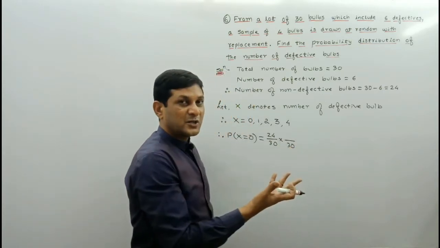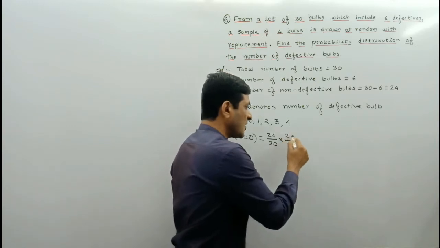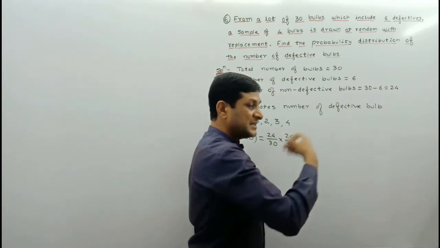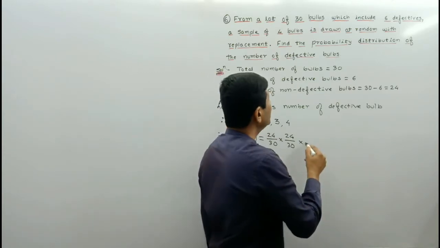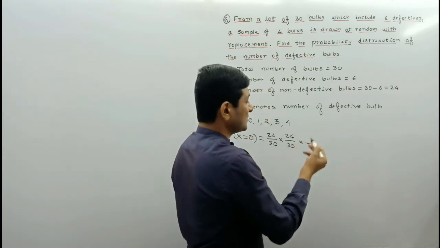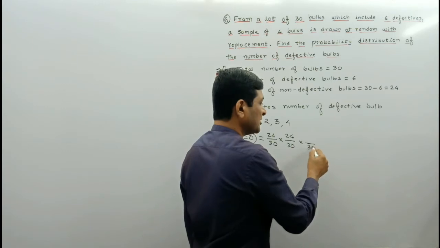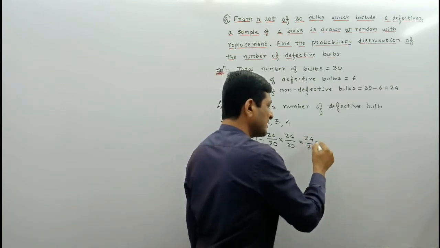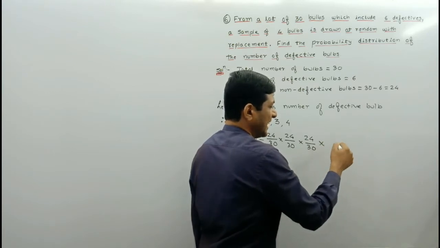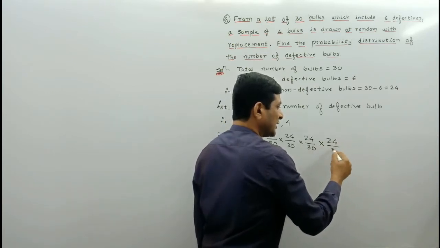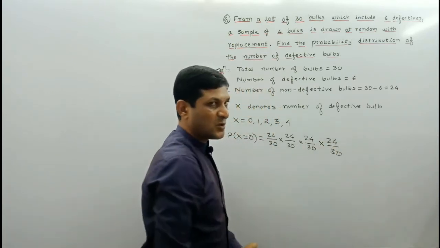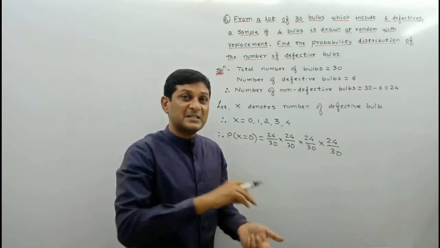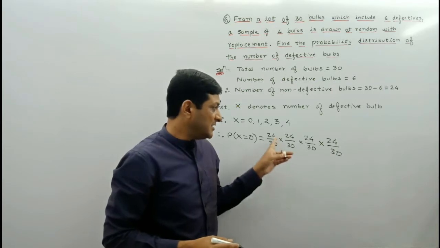Again that bulb is what, non defective, so it can be drawn in 24 ways because 24 non-defective bulbs are there. Again that bulb is replaced, again in a bag or in a box 30 bulbs are there. Again from that 30 bulbs one bulb is drawn, again it is non-defective means its probability is 24/30, and lastly also 24/30 because the 4 bulbs drawn are what, non-defective, and since replacement is there that's why these values do not change.